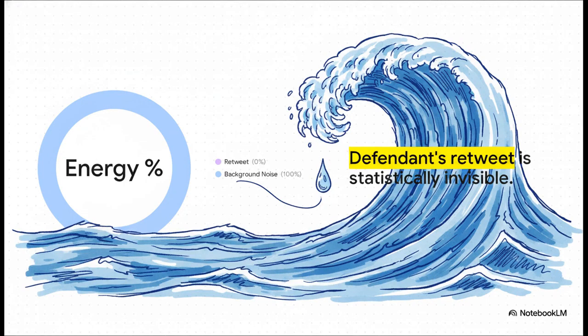To put that into perspective, the statistical absurdity of the prosecution's claim is massive. Look at this breakdown. The defendant's retweet represents less than 0.001% of the energy. Meanwhile, the daily network background noise is over 99.999%. Blaming macro chaos on this statistically invisible signal is literally like blaming a massive ocean tsunami on a single drop of rain. It completely ignores the vast churning ocean already in motion.